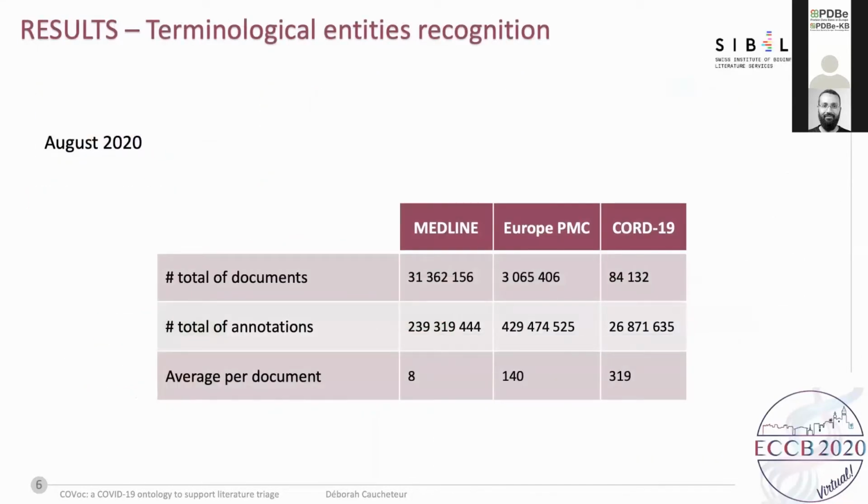Before showing you the interface of the tool and giving you additional information related to it, let's have a look at some statistics about the terminological entities recognition. You can see that we have an average of 8 COVOC annotations for the Medline collection, 140 for the free full text of Europe PMC, and 319 for the coordinated collection. These statistics evolve every day because our collections are updated daily, followed by our annotation process.